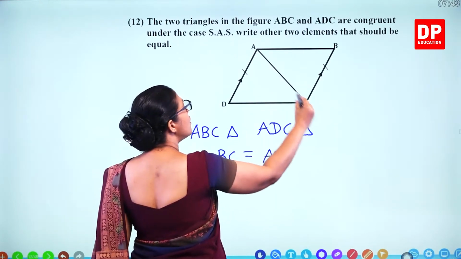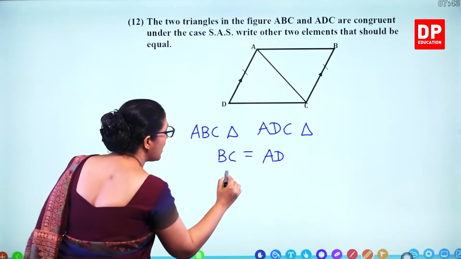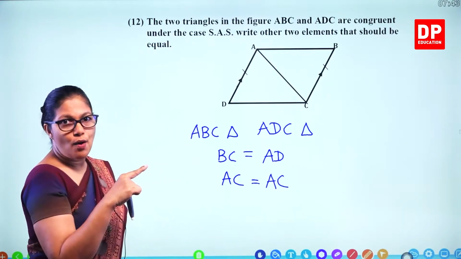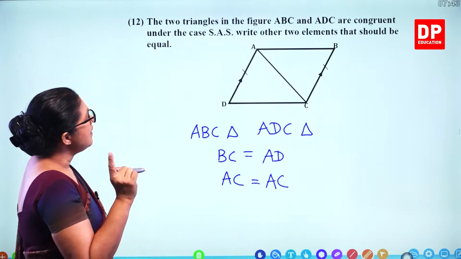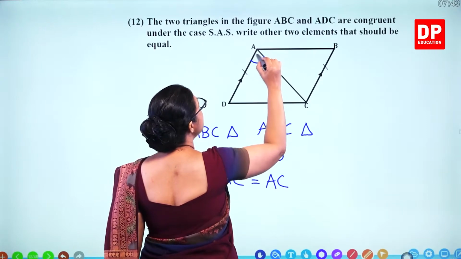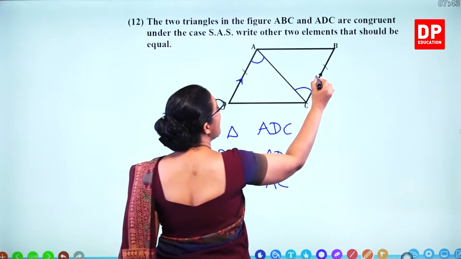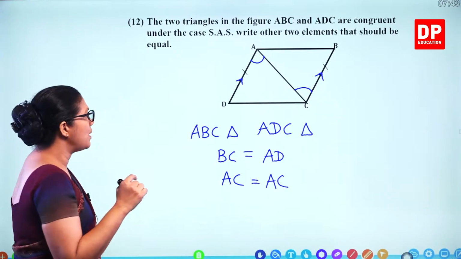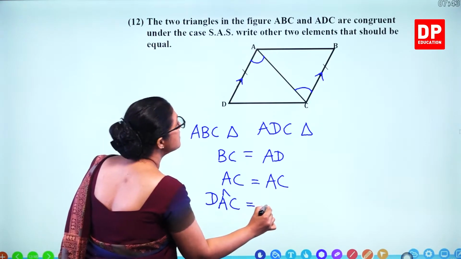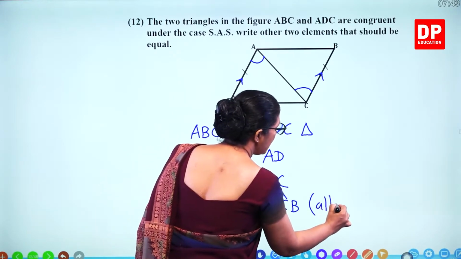Now you have to consider the other two elements. Now we can see AC is common. So two S's are okay. Now we need to find out the angle. The angle should be included angle. So side, side, angle. This angle is equal to this angle because the two lines are parallel. Alternate angles. So we can write DAC angle is equal to ACB angle. Alternate angles.